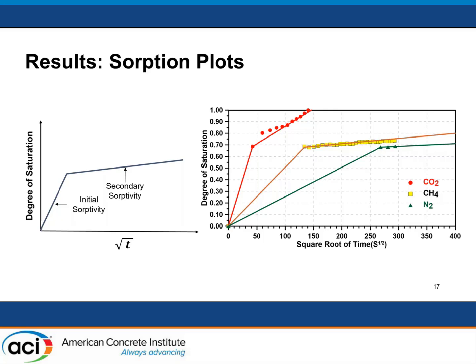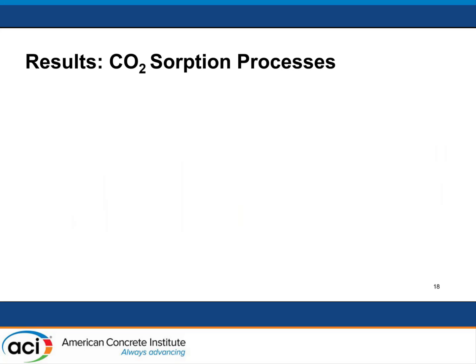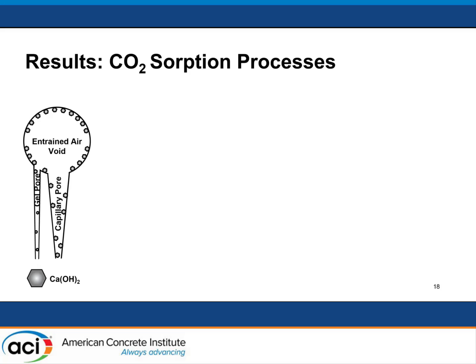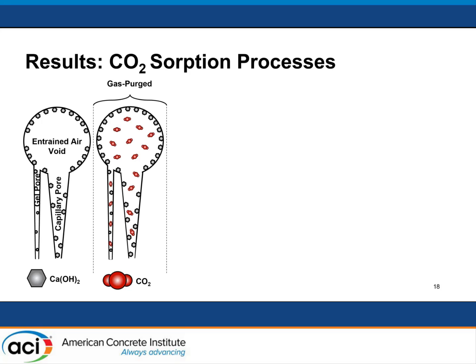So for the CO2 sorption process, we came up with a very simplified model. So we have a single gel pore and capillary pore connected to an entrained void, and that's lined with calcium hydroxide. And so we purge these systems with the pure gas phase, in this case CO2.